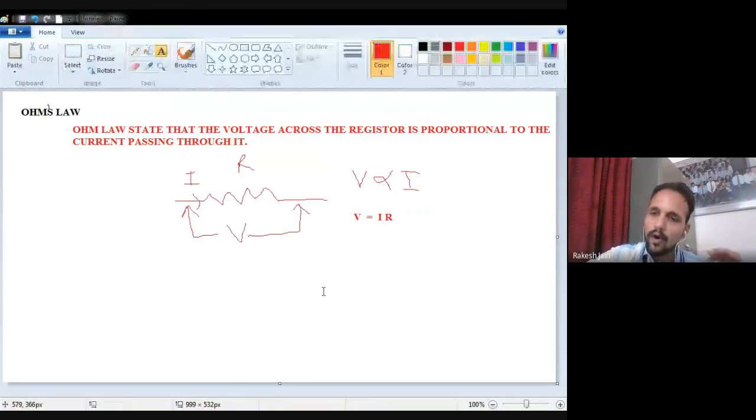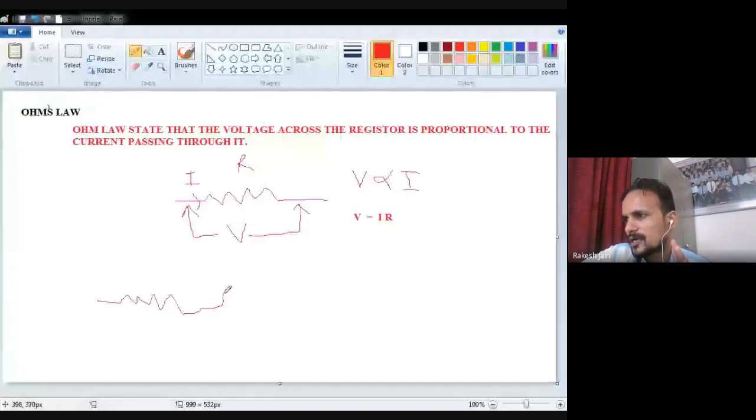Once again, I am repeating, Ohm's law states that whenever you have a resistor and you apply a voltage across the two terminals of that resistor, some current will pass through it. So the voltage which you applied across the resistor is directly proportional to the current passing through the resistor. So V is proportional to I. So V is equal to I multiplied by the value of that resistor, that is resistance R. So V is equal to IR. Now remember about this current, whenever the resistances are in series, for example, let's suppose you have two resistors.